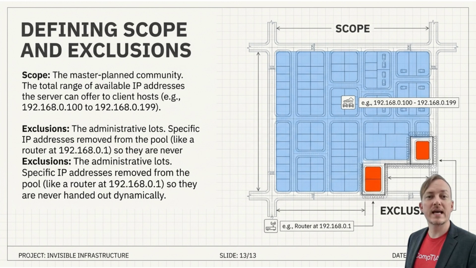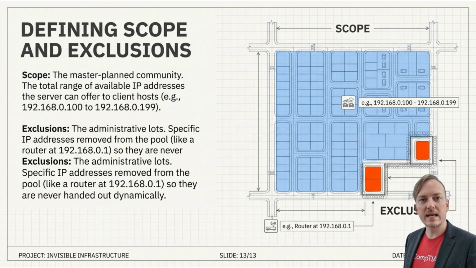When configuring DHCP, you must define the scope and the exclusions. The scope is your master planned community. It is the total pool of IP addresses the server is allowed to offer. Exclusions are the administrative lots. These are specific IPs removed from the pool, like your default gateway or a local server. So DHCP never accidentally hands out your router's IP address to a random laptop.